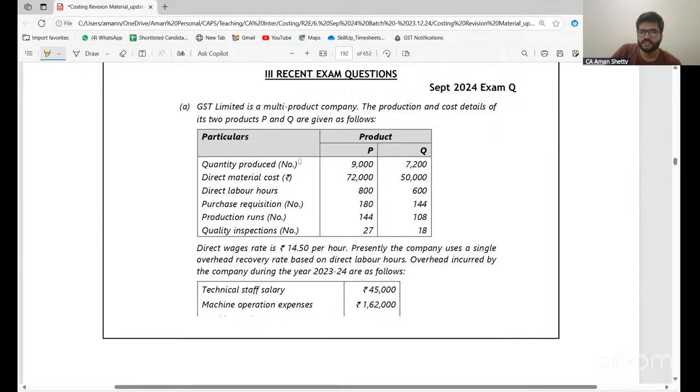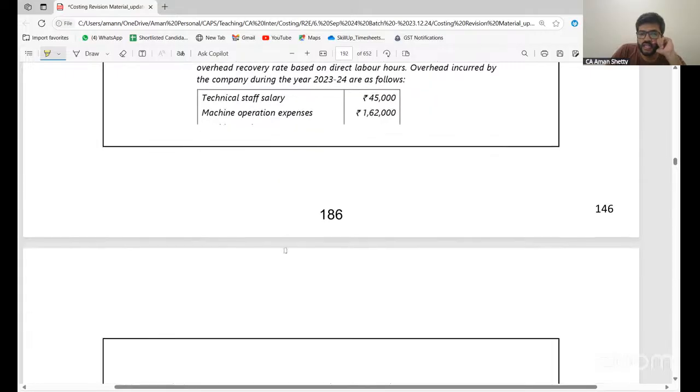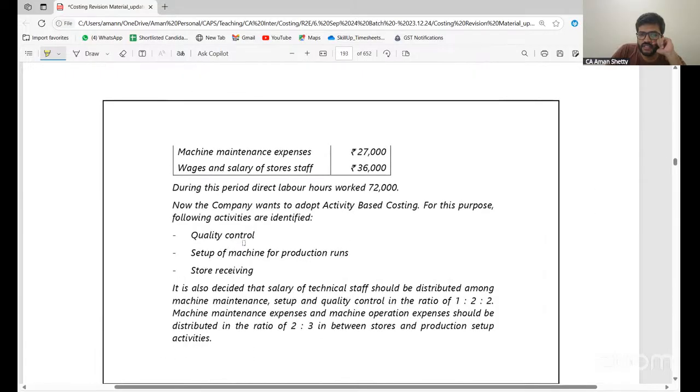Recent examination questions. Right. So GST Limited is a multi-product company. The production and cost details of its two products P and Q are given as follows. Right. So quantity produced, direct material, labor hours, purchase requisition number, production runs number, quality inspection is given, and then here activities are given, right?